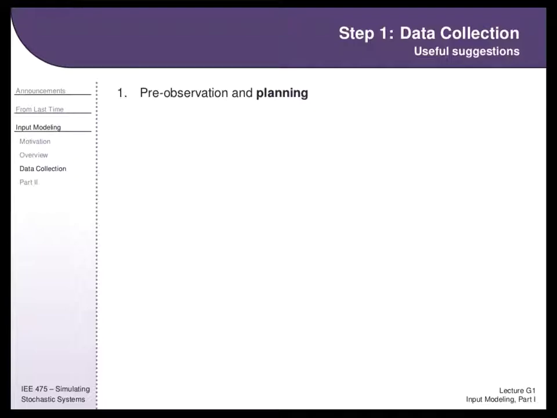So, pre-observation and planning. Don't just go out. Once you've identified your project group and your system, think ahead of time about what sorts of things you could take data on. Let's say you want to model a coffee shop. A lot of people model coffee shops, so we always encourage you not to, because you get tons of coffee shops. But if you do model a coffee shop, model something novel and interesting about it. Not everybody's the same, but it's okay if you get a lot of coffee shops. You can compare them to each other.